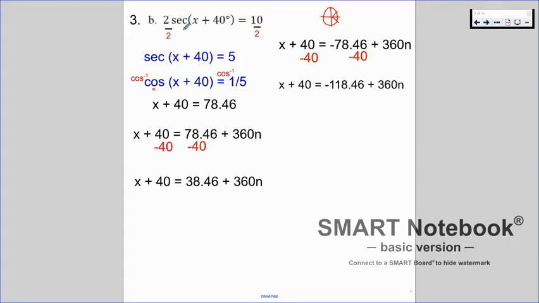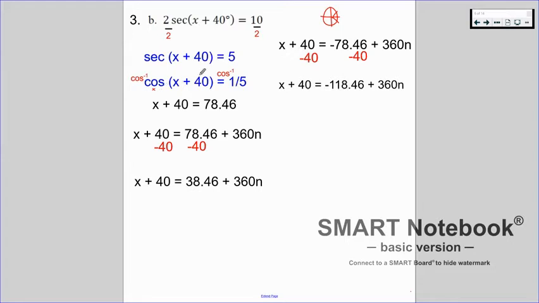3b, here I've got a reciprocal trig function, so I'm going to, again, divide by 2 to start. I get secant x plus 40 equals 5. There's no inverse secant button, so I need to change that into a trig function that shows up on my calculator, and that would be cosine. So I use the reciprocal trig function, cosine x plus 40, and I take the reciprocal of the 5. And reciprocal of 5 is 1 over 5. Now I can inverse cosine.